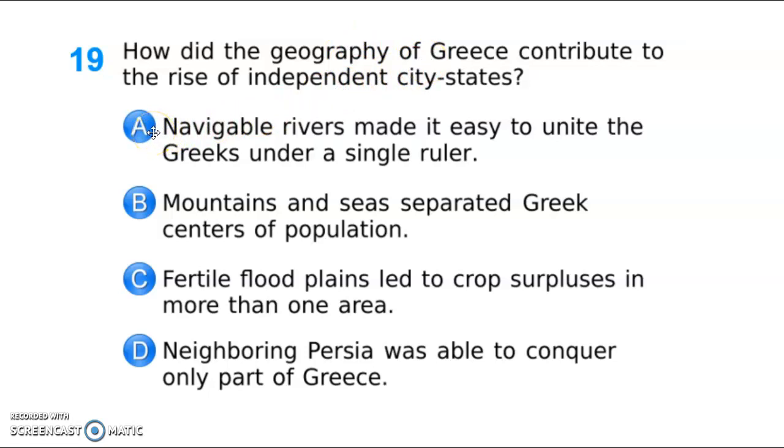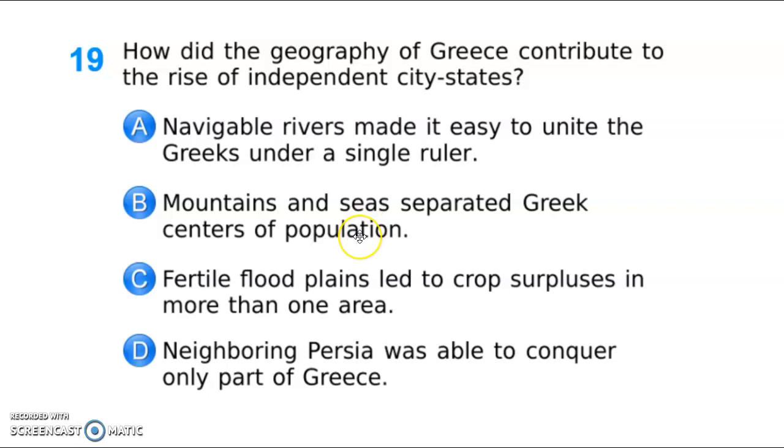Answer choice A states navigable rivers made it easy to unite the Greeks under a single ruler. B, mountains and seas separated Greek centers of population. C, fertile floodplains led to crop surpluses in more than one area. Or D, neighboring Persia was able to conquer only part of Greece. The correct answer here is going to be B, mountains and seas separated Greek centers of population.